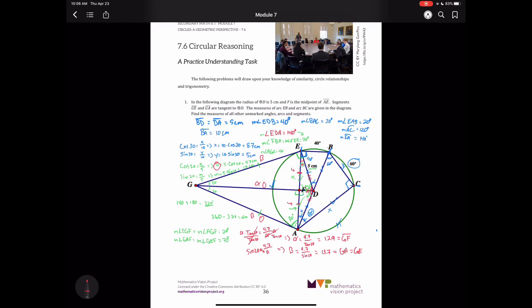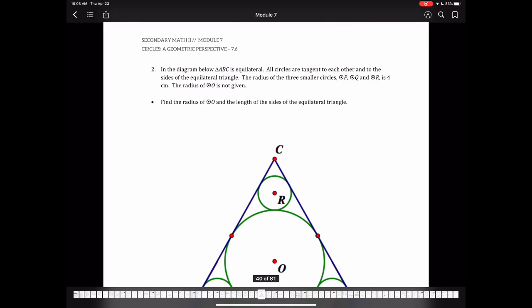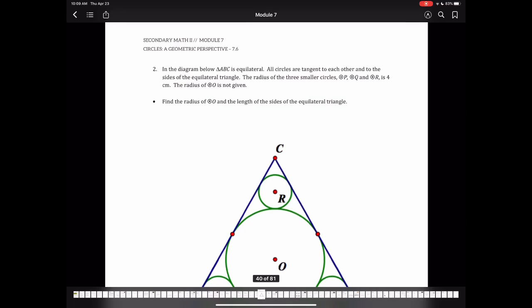So let's try this second one on the second page. All right, the second page and number 2. So here they have given us very minimal information, okay? They say the diagram below ABC is equilateral and all circles are tangent to each other and the sides of the equilateral triangle. The radius of the 3 smaller circles, circle P, Q, and R, is 4 centimeters and the radius of O is not given. We need to find the radius of O and the lengths of the side of the equilateral triangle.